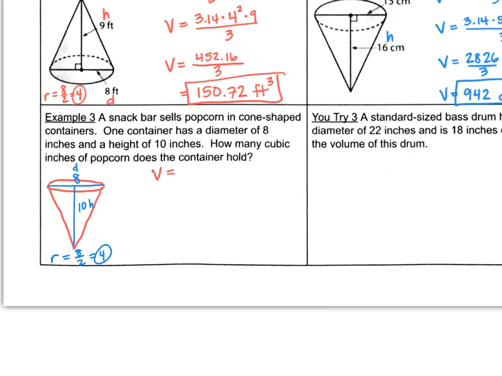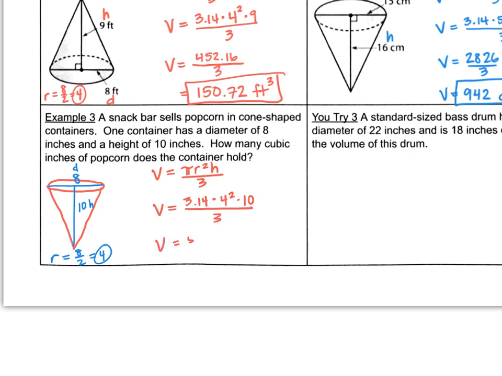Then to do our formula, volume of a cone means we're going to do pi times radius squared times h, the height, divided by 3. Okay, I'm going to kind of skip a couple steps here, but I am going to show you how I plug in everything. 3.14 times 4 squared times h, which is 10. And I'm just going to plug this directly into my calculator, and I get 502.4. Remember, we're going to divide that by 3.